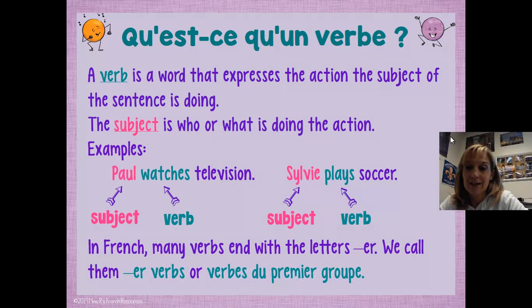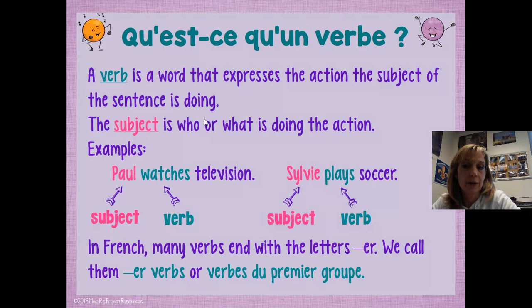Now, today, you are going to learn about the biggest group of French verbs. They are called ER verbs, and they are called regular verbs. You might remember our very first verb we learned was avoir, and we did that rap. Avoir. It's a verb. It's irregular. It means to have. So you'll learn that we have regular and irregular verbs.